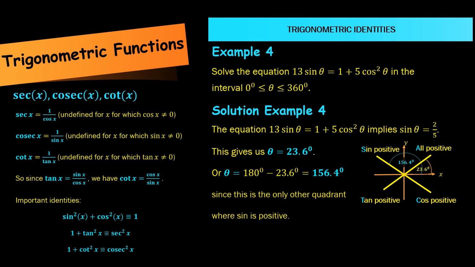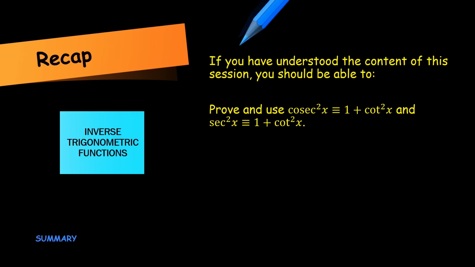This brings us to the end of this session. If you have understood its contents, you should be able to prove and use the identity cosec²x is identical to 1 plus cot²x and sec²x is identical to 1 plus tan²x.